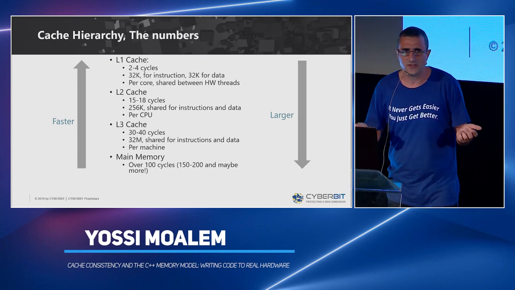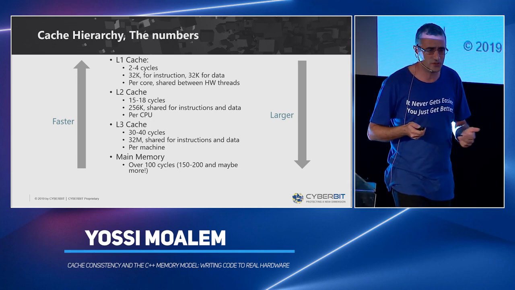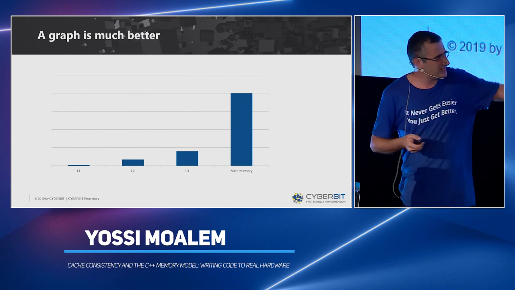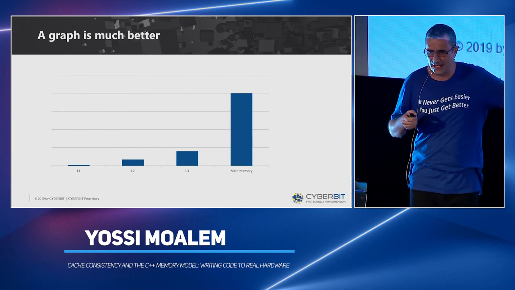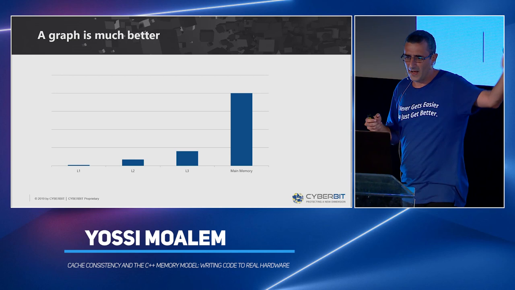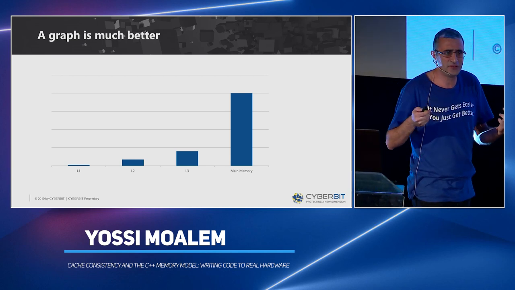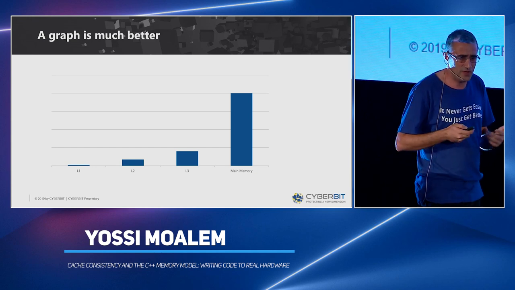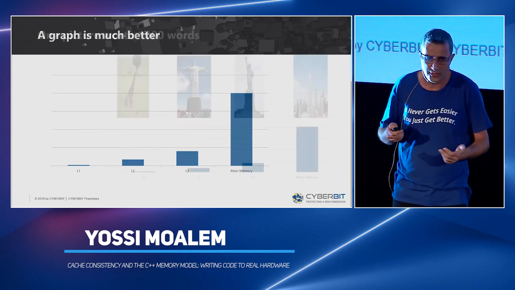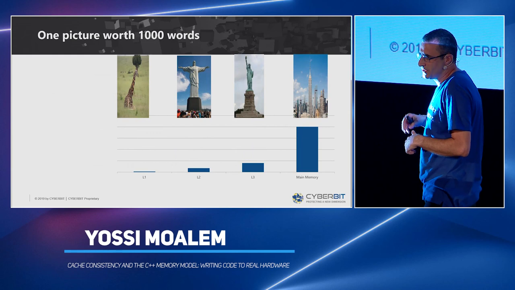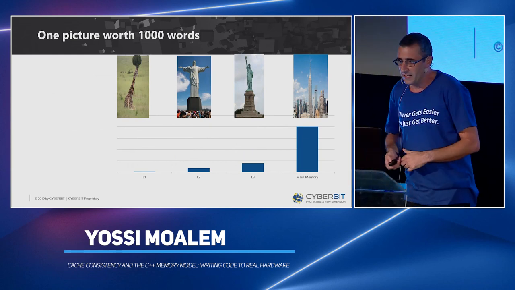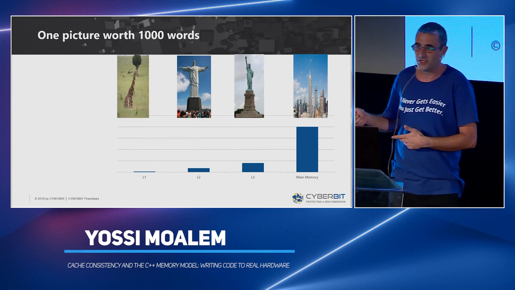So we have all these figures, but it doesn't really say a lot because it's just figures, so I plotted it into a graph. We see this very, very small line, L1, followed by this huge main memory. But I still don't see you very impressed by this, so I added some pictures to illustrate something that we all know. If L1 cache is a sitting giraffe, the main memory is the Empire State Building.